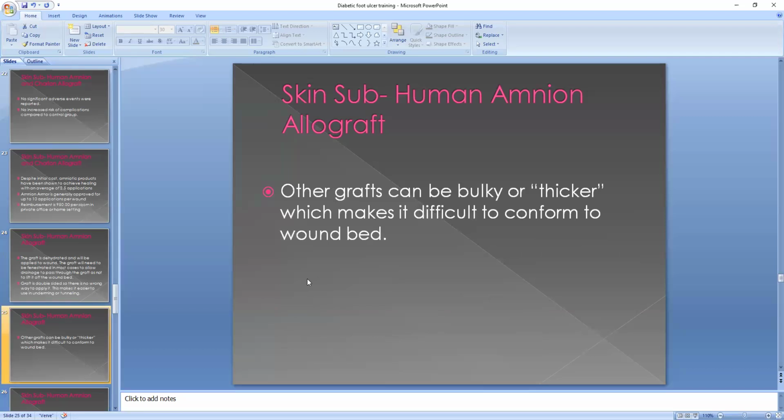And in my experience, some of the other grafts can be bulky or a little thicker, kind of like cardboard. So it's a little difficult to conform to the wound bed. So the providers tend to like ours, where it's a little more malleable and incorporates a little better.